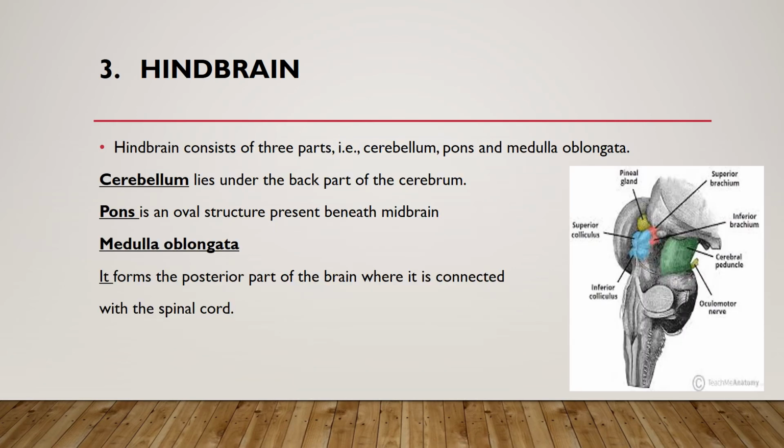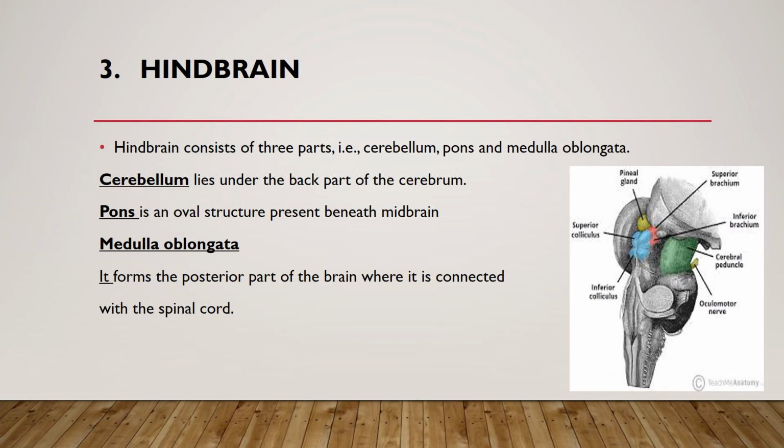And the third is hindbrain. Hindbrain consists of three parts: cerebellum, pons, medulla oblongata, as you can see in the diagram. Cerebellum lies under the back part of the cerebrum, and it acts as a controller for maintaining the body balance and making precise and accurate movement. And the pons is an oval structure present beneath the midbrain, and it controls many functions like sleep, swallowing, equilibrium, and taste, etc.